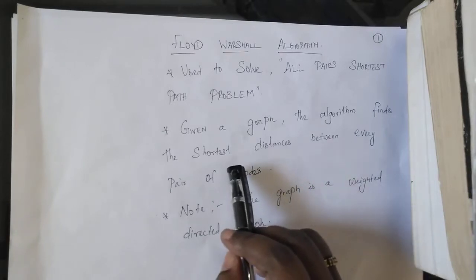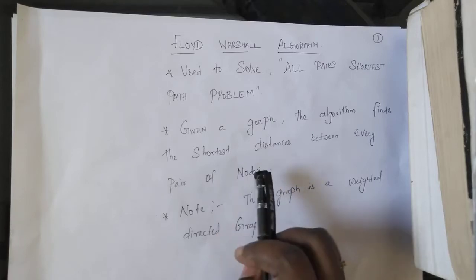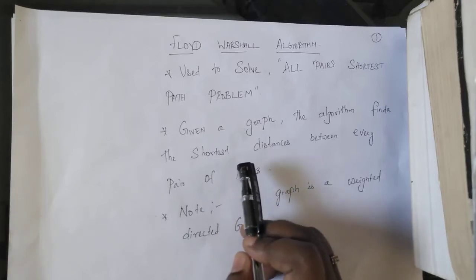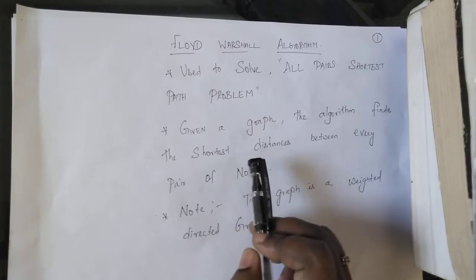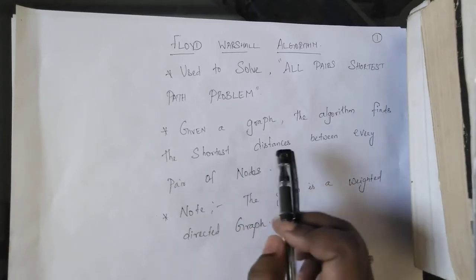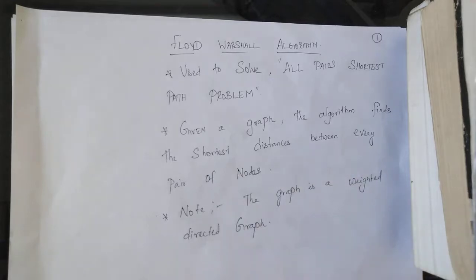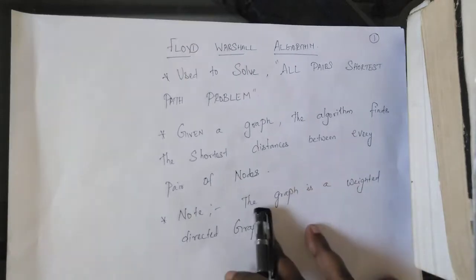In Dijkstra's algorithm, we would have found the shortest path between a single source and the destination. But here we are interested in finding all possible shortest pair of distances. You'll understand this better as and when we move on.